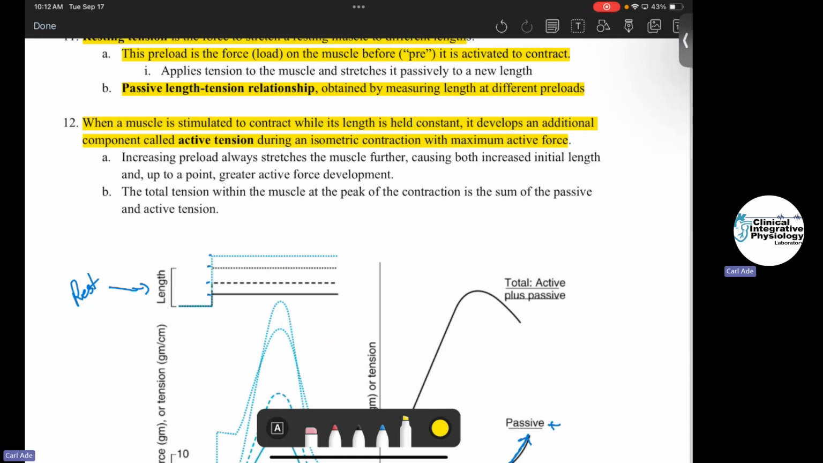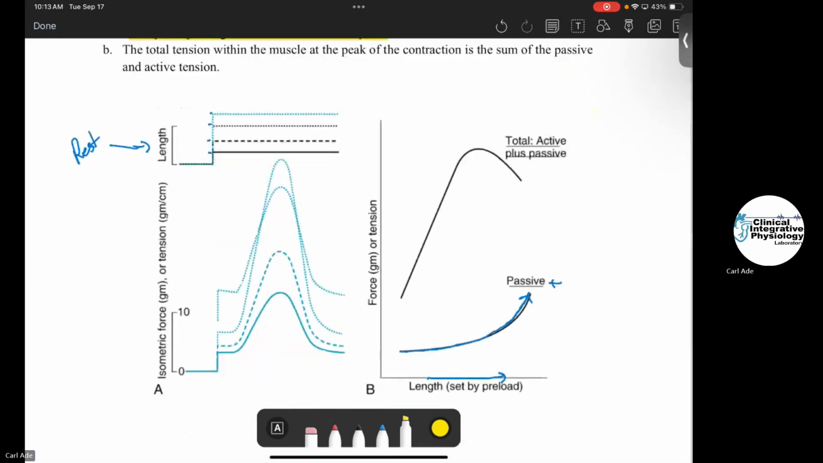And what we see is as we increase the preload, and that increased preload stretches the muscle further, causing both an initial increase in the length and, up to a point, greater force development. So if we jump down here are my 4 different lengths.